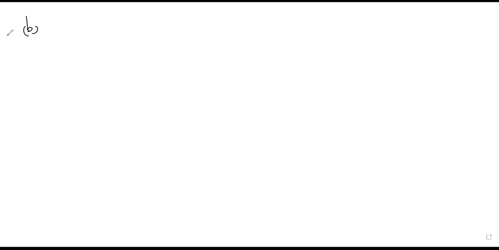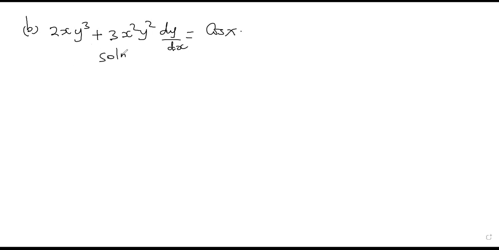So for this case, we have (2xy cubed plus 3x squared y squared dy) dx is equal to cos x. We had already seen that it is exact. So here, we solved this just for exactness, which we had done.